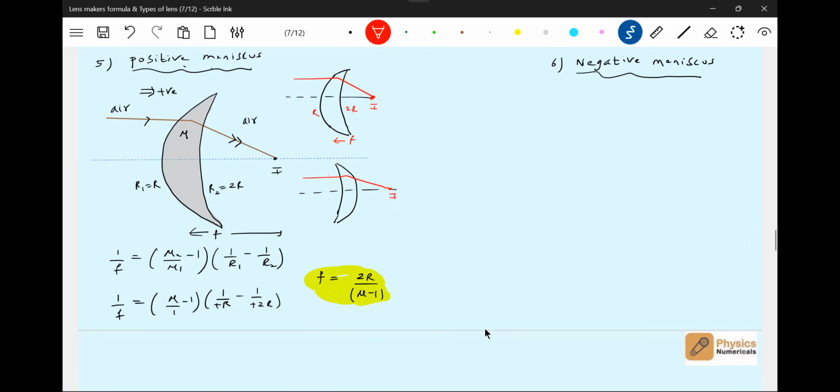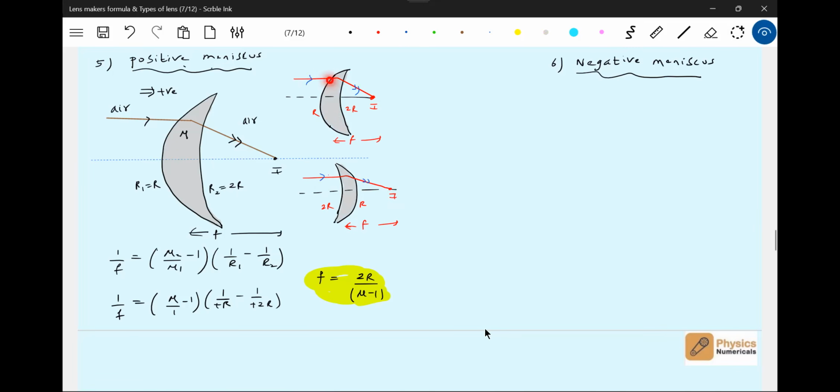The focal length will be the same. Means whether the incident ray strikes which surface first, will that determine the focal length? The answer is no. Are you able to understand? I'm trying to give some information here.